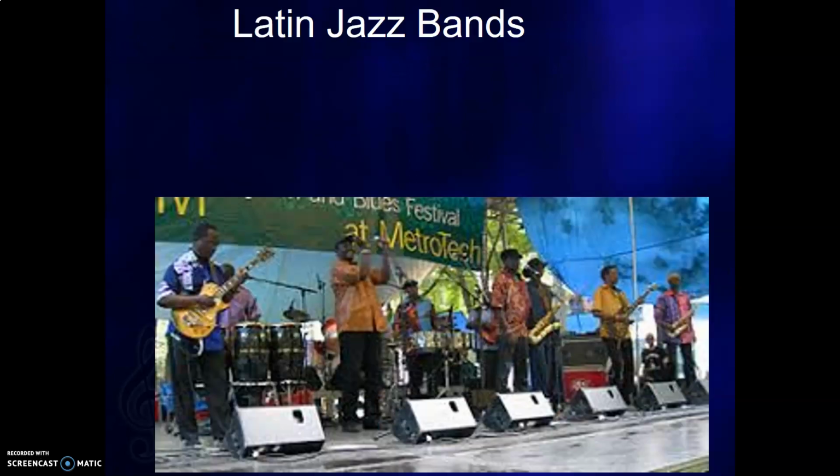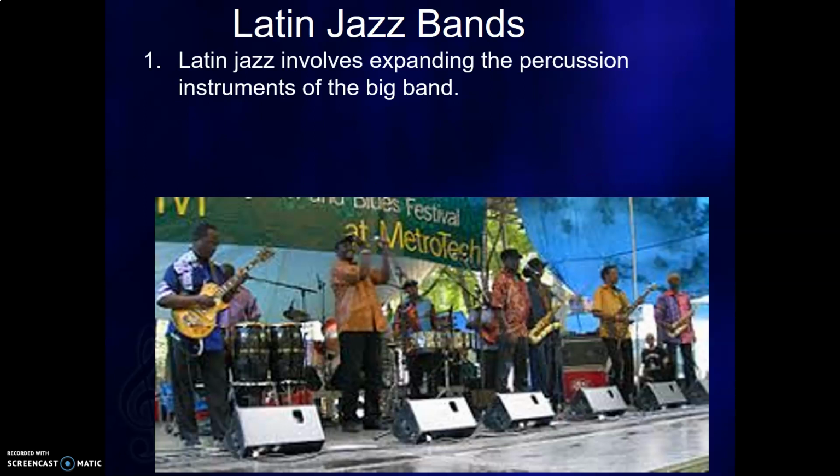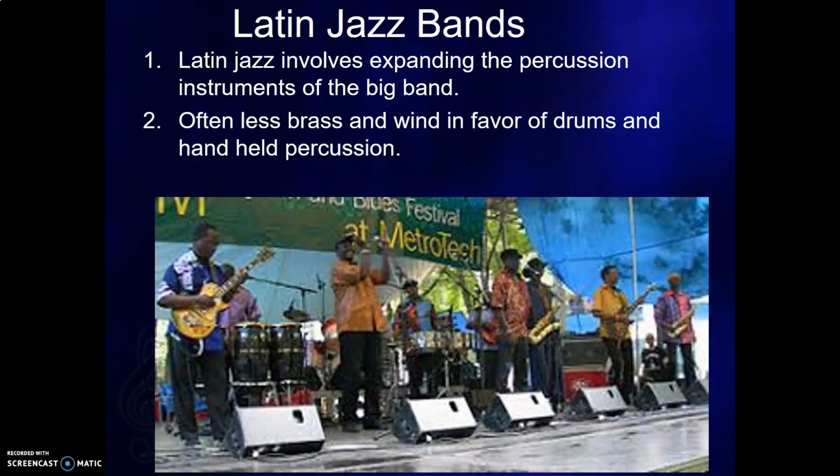Moving on, Latin jazz bands. Latin jazz involves expanding the percussion instruments of the big band. So you're going to have some hand drums, what we call congas, which are in this picture, and timbales. Also in the picture, kind of in the middle, are the 2 drums of the timbales. Often less brass and wind are used in favor of drums and handheld percussion. So it's a priority; you definitely want to have that percussion.